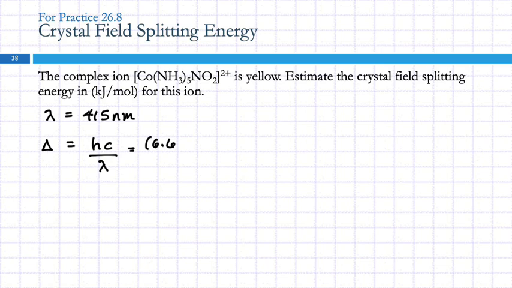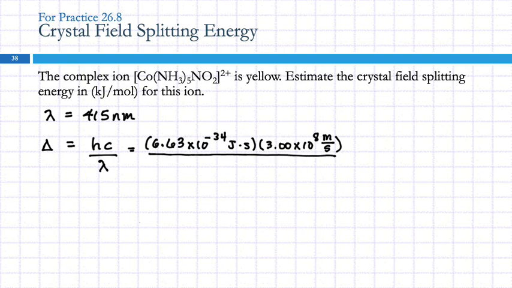6.63 times 10 to the minus 34 joule seconds. And c is the speed of light, which is approximately 3 times 10 to the 8th meters per second. And then we're going to divide by the wavelength, 415 nanometers.